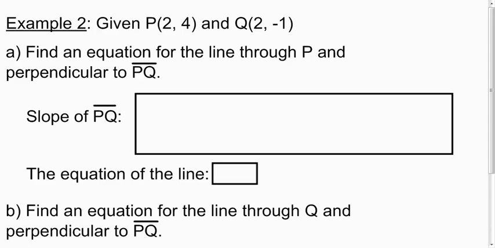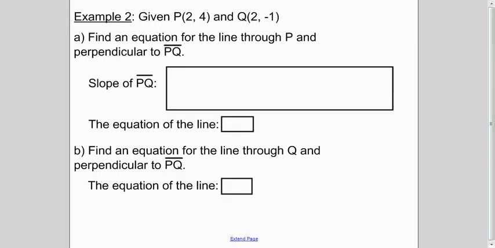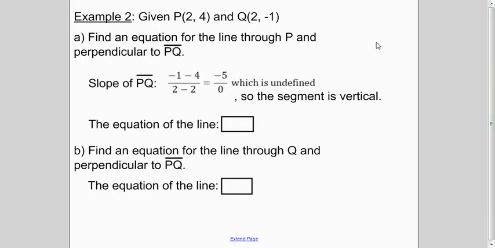So let's go back here. What is the slope of segment PQ? Calculated slope, and it ends up, it's undefined. So we know that's a vertical segment. So the line that's perpendicular to it has to be horizontal. So it has the form y equals. So if it's passing through P, the y coordinate of P is 4. So that gives us y equals 4.